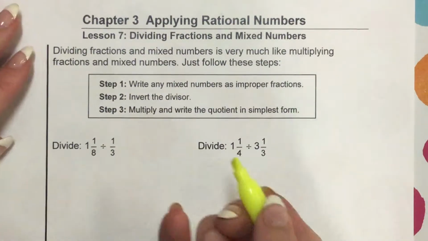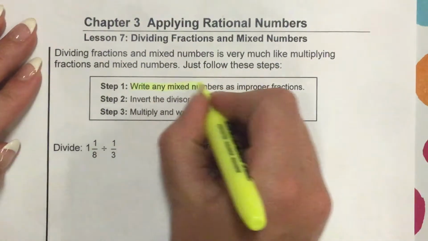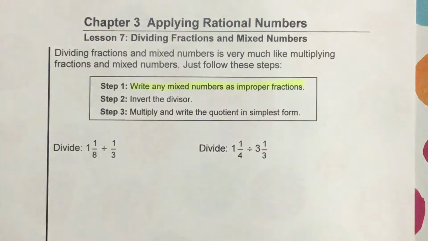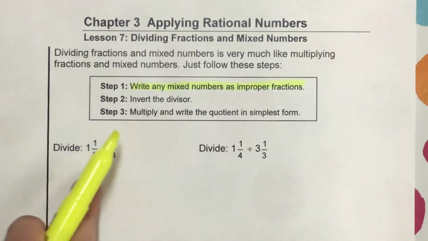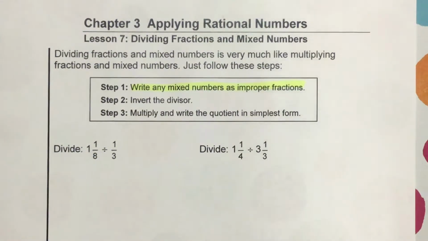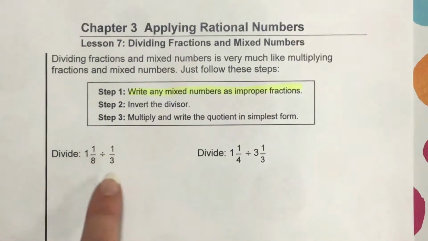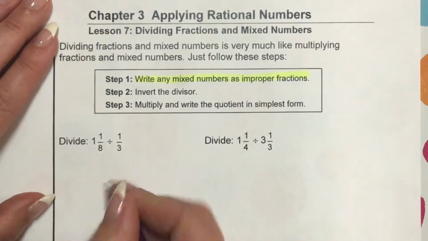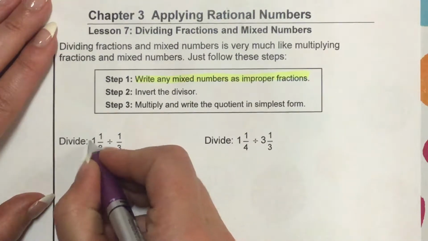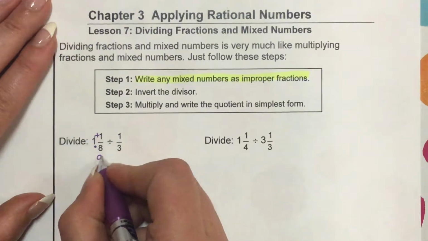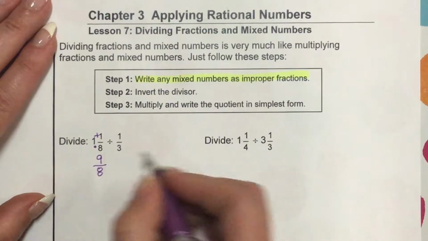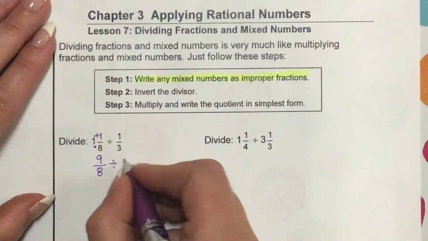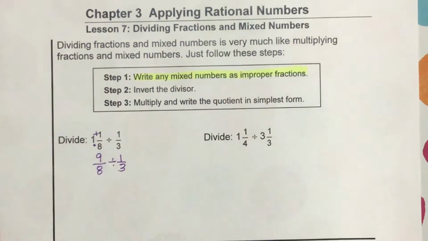Step 1 is to write any mixed number as an improper fraction. Looking at this first problem, 1 1/8 divided by 1/3, we would change this mixed number to an improper fraction. So 8 times 1 is 8 plus 1 is 9. So it's going to be 9/8 divided by 1/3. Okay, so that's the first step.